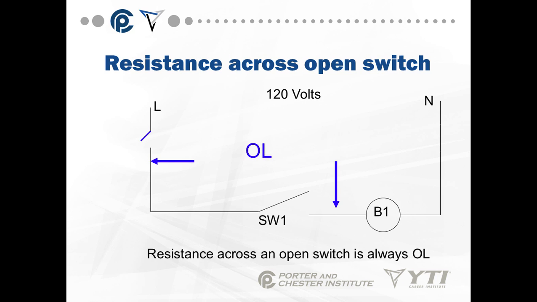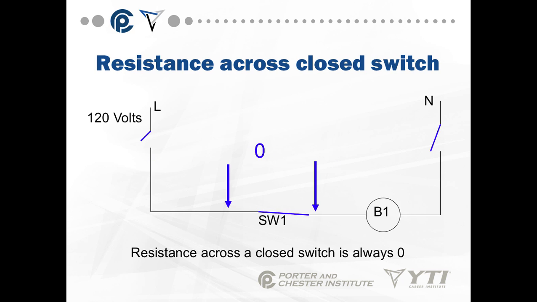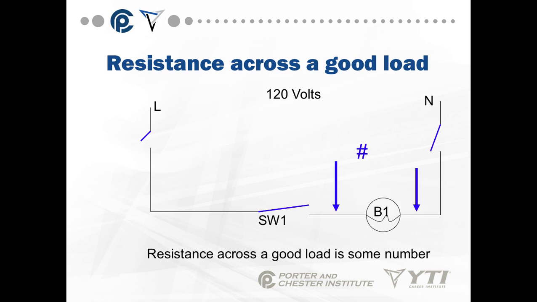Resistance across an open switch will be OL, or infinite. Resistance across a closed switch will be 0. Resistance across a working load or good load is some number. It's going to vary by the load. You can't say 0 or infinite on that.